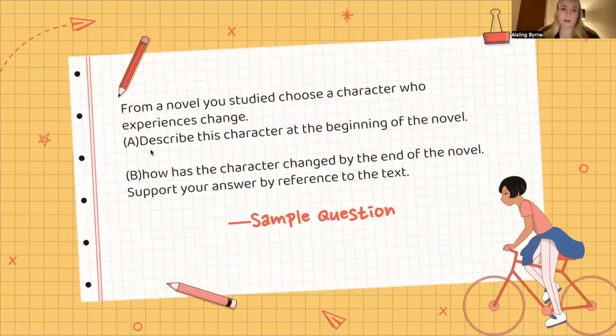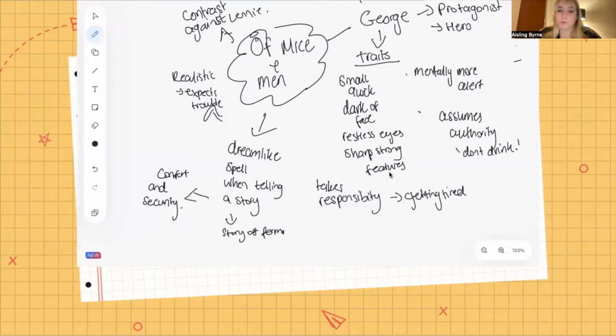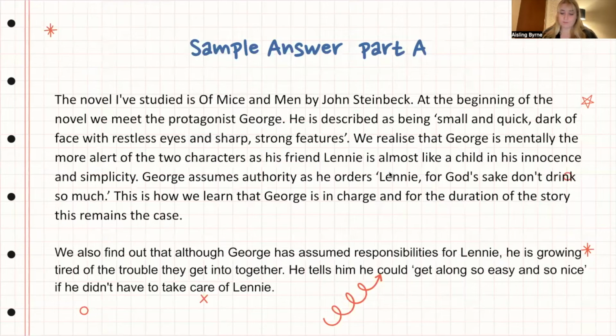So from this, we've seen that firstly we've described one of the characters, and then we've gone back and seen how they've changed, and we've supported it with reference to the text. There were quotes thrown in. So we're going to have a quick comment on part A. We stayed focused on who George was and how he was the protagonist and the hero, the main character. There was evidence to back it up, so we always need to have our evidence backed up. It was clear and effective.